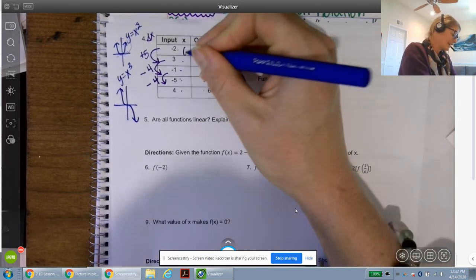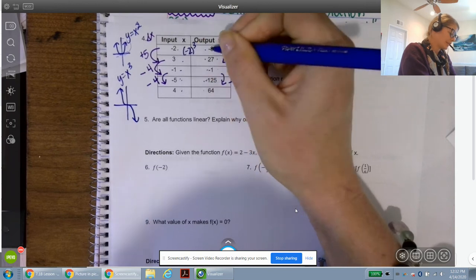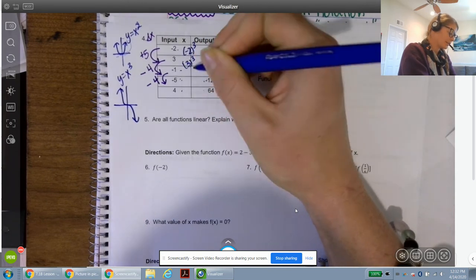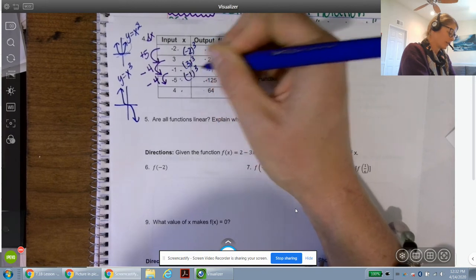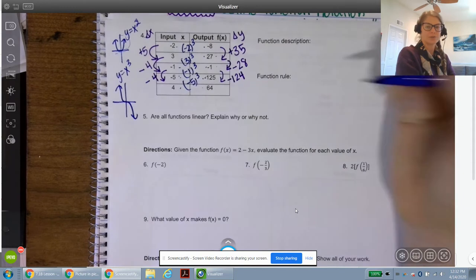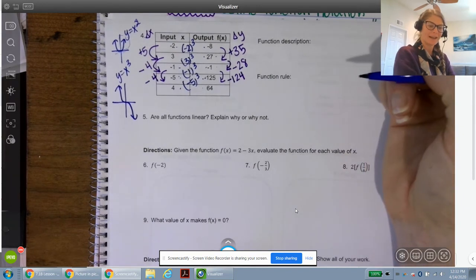Taking a look, -2 to the third is -8. 3 to the third is 27. -1 to the third is -1. -5 to the third is -125. So really nice. So let's take a look at this function description.